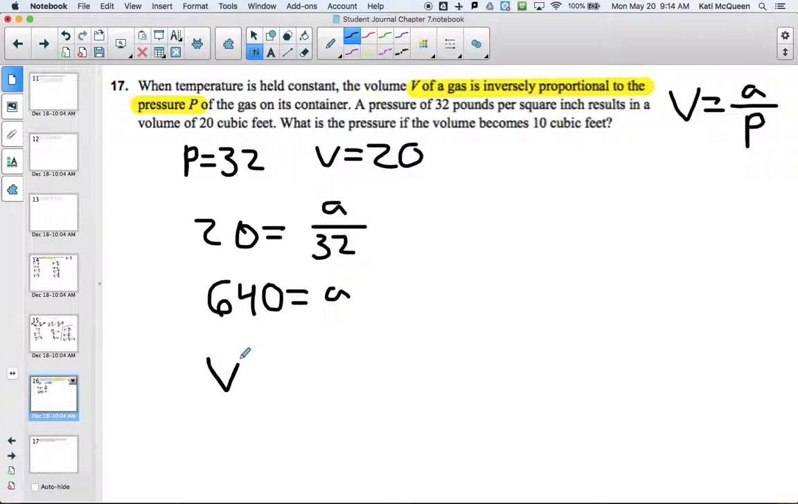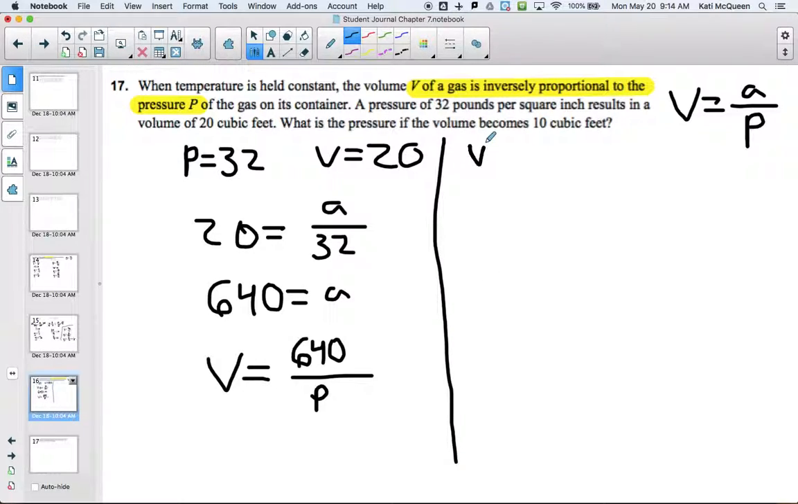So then I want to write my equation in terms of V and P. So V equals 640 over P. Okay, so then they say, what is the pressure if the volume becomes 10 cubic feet? So now I know the volume is 10, and I want to figure out that pressure using this equation here. So volume is 10, so 10 equals 640 over P.